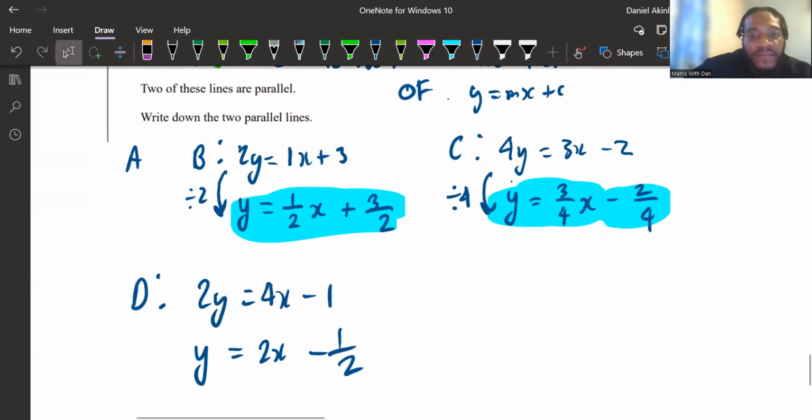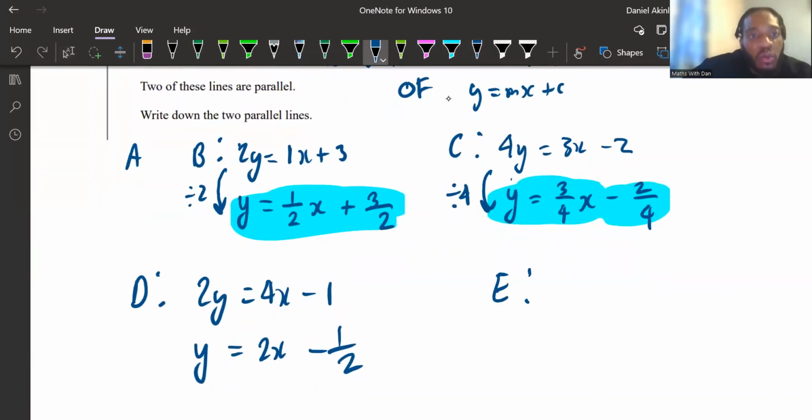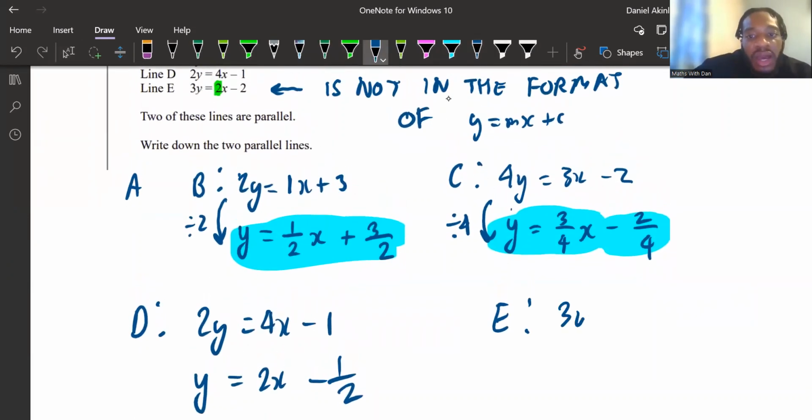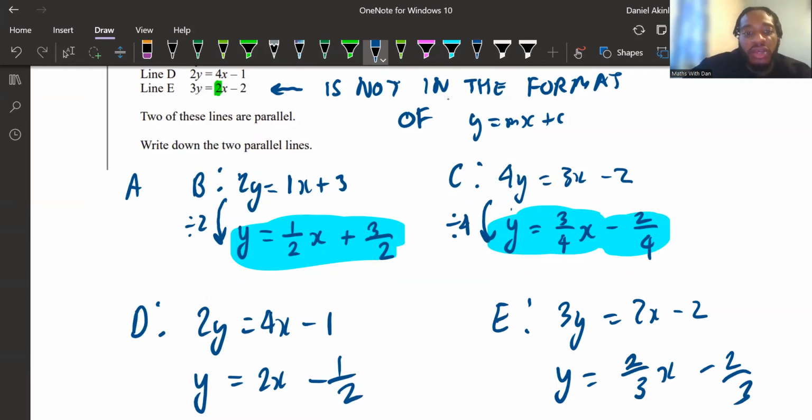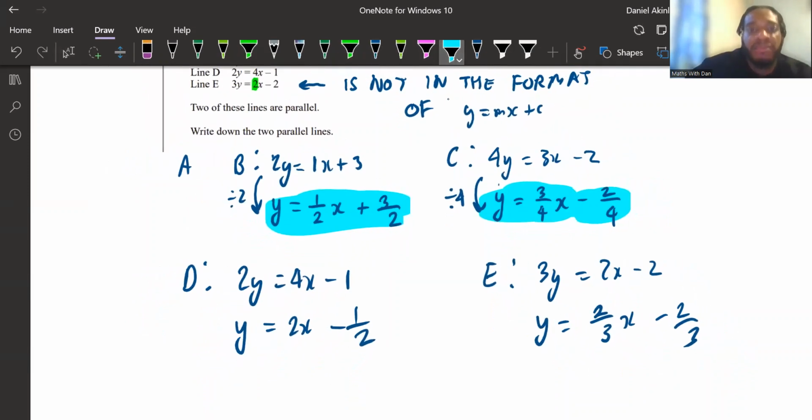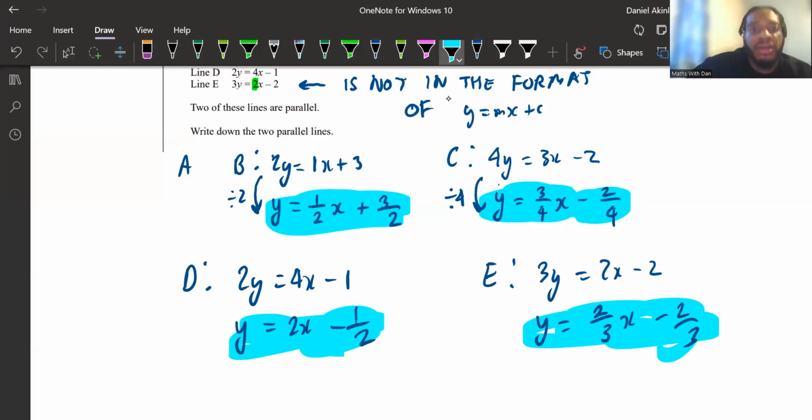And then for E, we've got 3y is equal to 2x minus 2. So when I divide by 3, I get y equals 2 divided by 3x minus 2 over 3. So these are our lines, yeah? And as we can see from here, we can see that our gradients are the numbers in green for each one, yeah? Numbers in green.